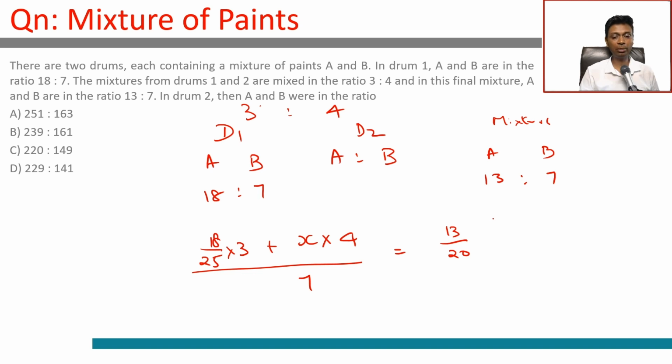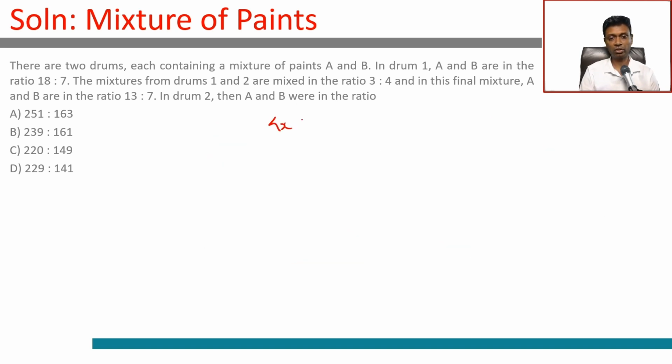Fine. 18/25 into 3 plus share of A into 4 by 7 is 13/20. Right? So I'm going to simplify this. 18 into 3 is 54/25 plus 4x equals 7 into 13, 91/20. Or 4x equals 91/20 minus 54/25.